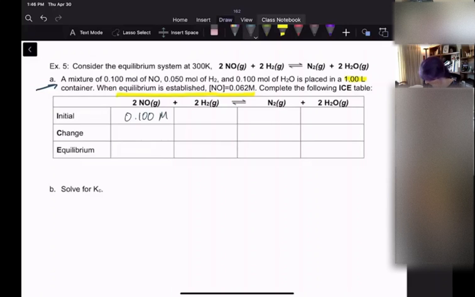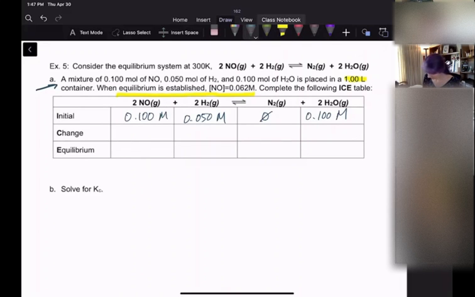That's a molarity. That's a molarity because it's in 1 liter. And we're going to start with a little bit of water. And yeah, there's no nitrogen initially. Which, so if it's not mentioned, it means 0? Yeah. Uh-huh.